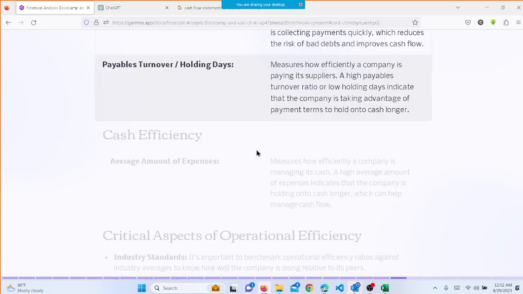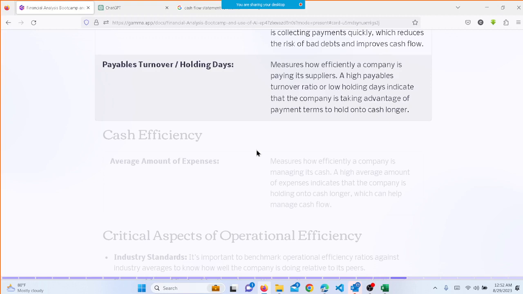In a similar way, payables turnover: a higher number of holding days indicates that the company is taking a long time to pay, meaning preserving the cash, but it may not always be a positive thing because the supplier may not be happy getting paid later than we sell.